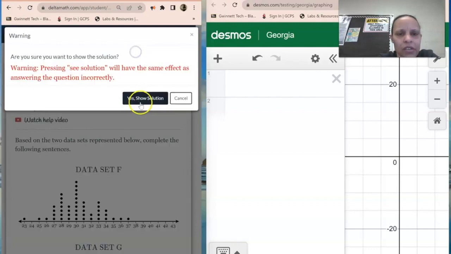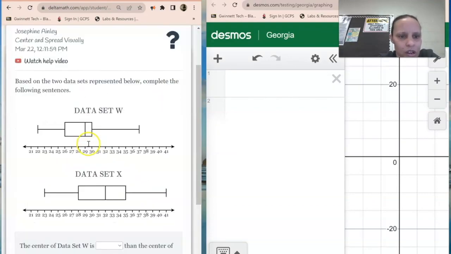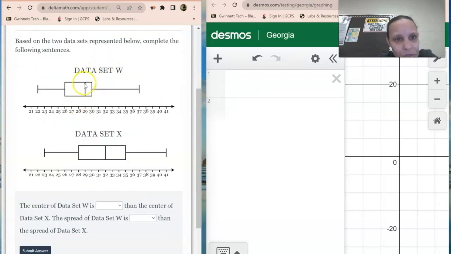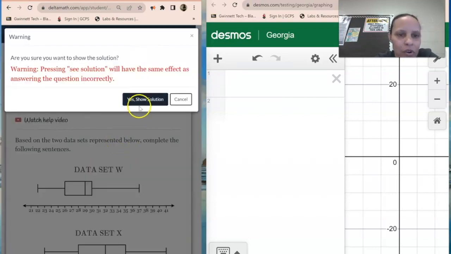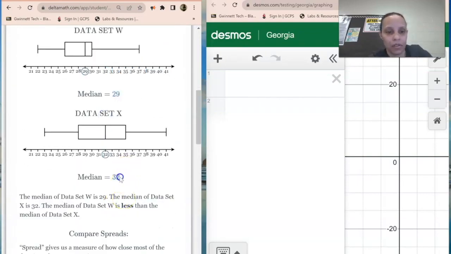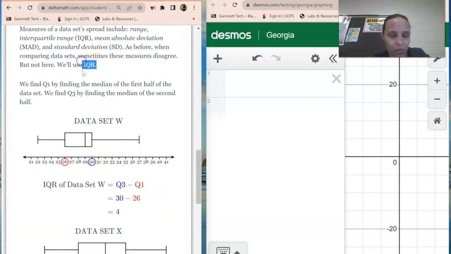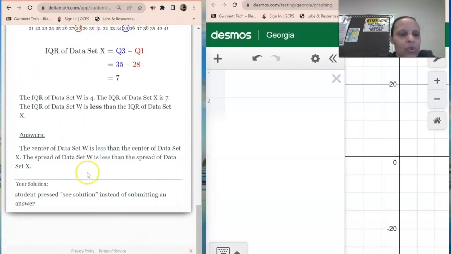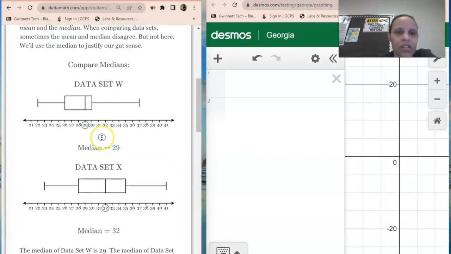And I'm just going to do another one just in case you didn't quite catch that explanation. All right, so again, doing it here, we know center is the median is this line right here. This is 29. And this line right here is 32. So W is less than X. How about the spread? All right, so spread is actually Q3 minus Q1. So that's going to give you how wide is the box right here. This one is less wide than this one. So less. And again, I'm going to get it wrong just so that I can do another question. And you see, you can actually find out exactly what the median is and the IQR, which is Q3 minus Q1, but we're just doing this visually. So less and less. It's a lot faster to do it visually than to actually work it out.